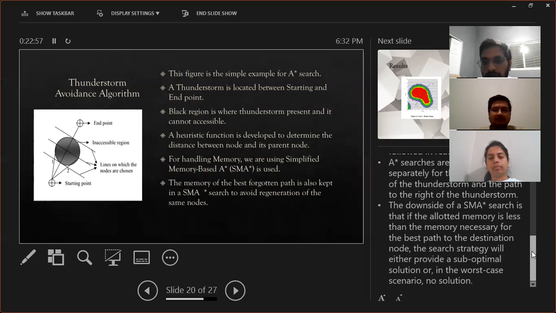The memory of the best forgotten path is also kept in SMA star so as to avoid regeneration of the same node. The downside of the SMA star search is that if the allocated memory is less than the memory necessary for the best path to the destination node, the results produced are suboptimal, or in the worst scenario, there might be no solution. So now my teammate will continue with the results of these algorithms.